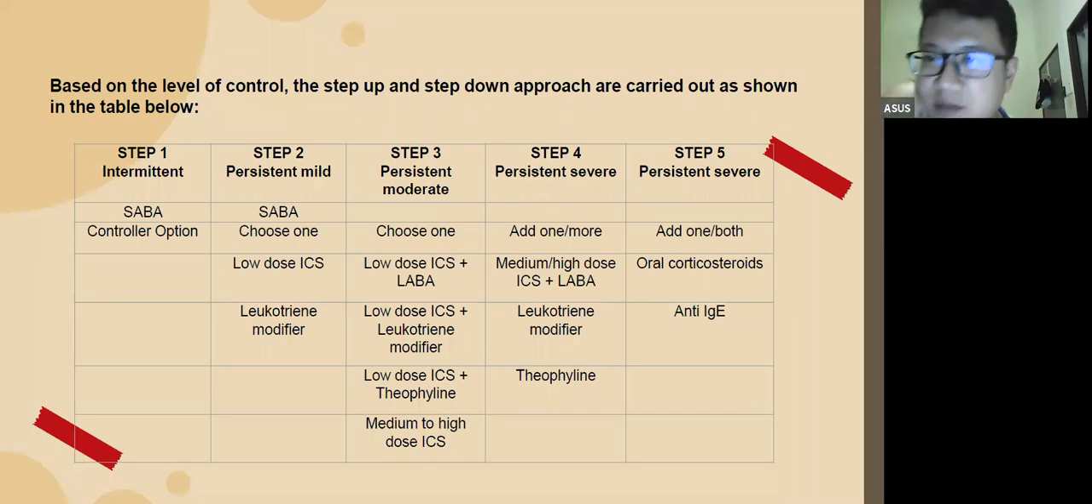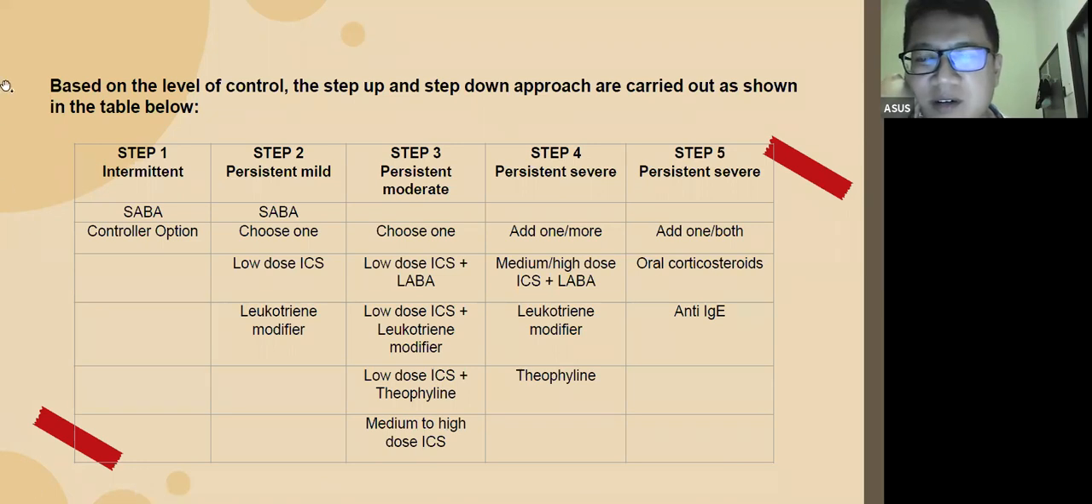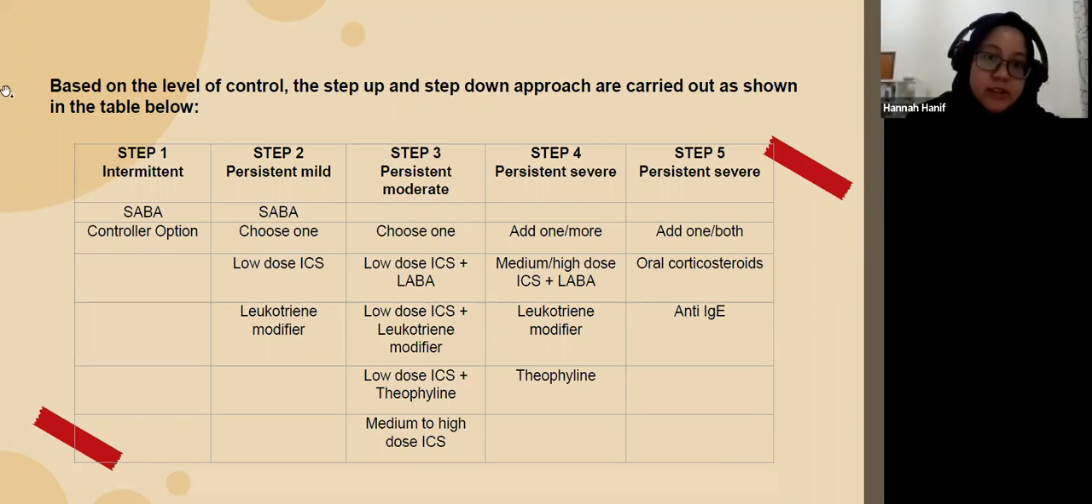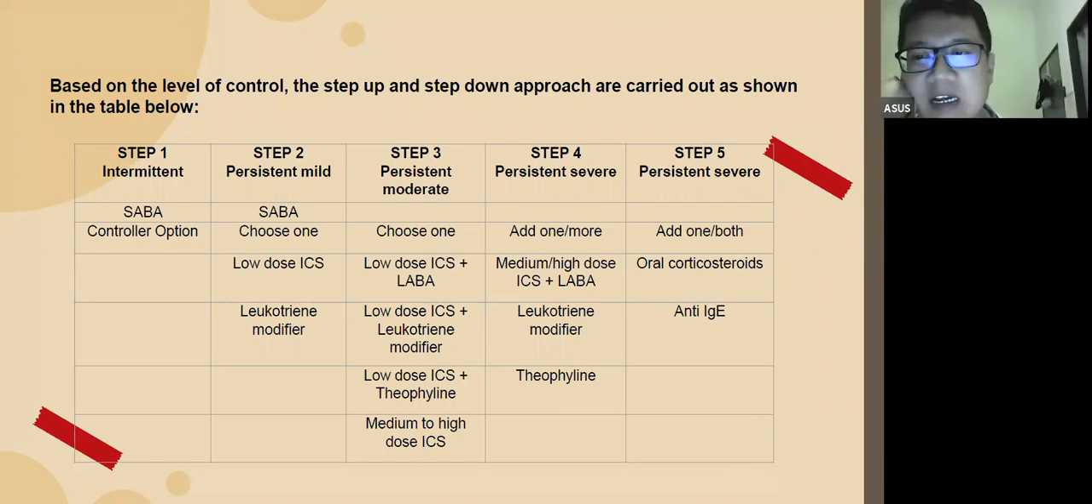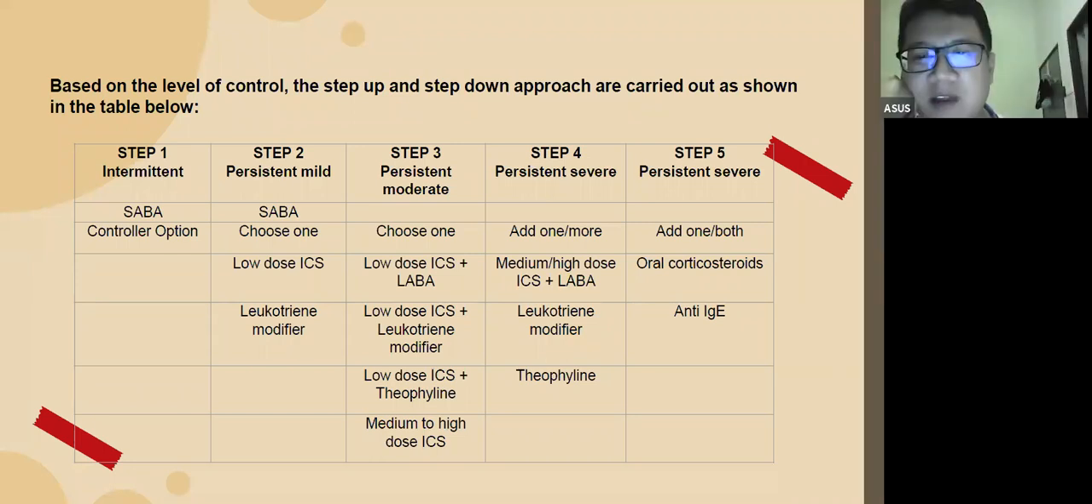Consider LABA. What is LABA? Formoterol. No, what is LABA? Long acting beta agonist. Right.